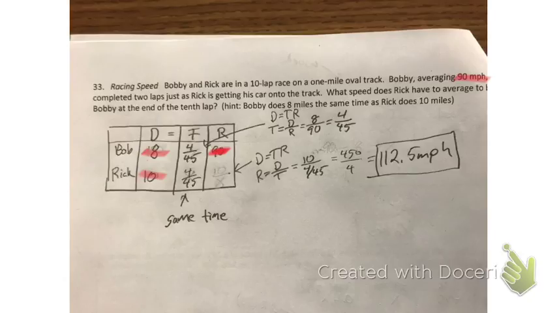Rick has to do this in the exact same amount of time because they're going to finish at the exact same amount of time. So they both have the exact same amount of time for Bob to go 8 laps and Rick to go 10 laps. That's where the 8 and 10 came from. Does that make sense, I guess? Okay. Other questions?